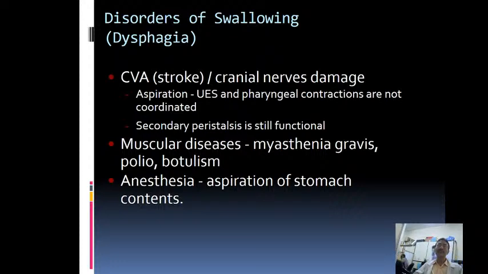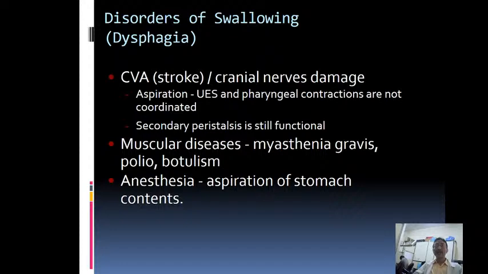One, cerebrovascular accident, which is known as stroke, is one of the commonest causes for this difficulty in swallowing, or dysphagia. Or isolated or combined damage to the 5th, 9th and 10th cranial nerves will result in dysphagia.